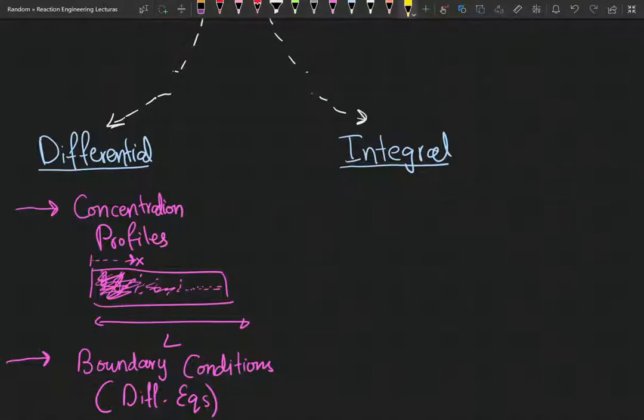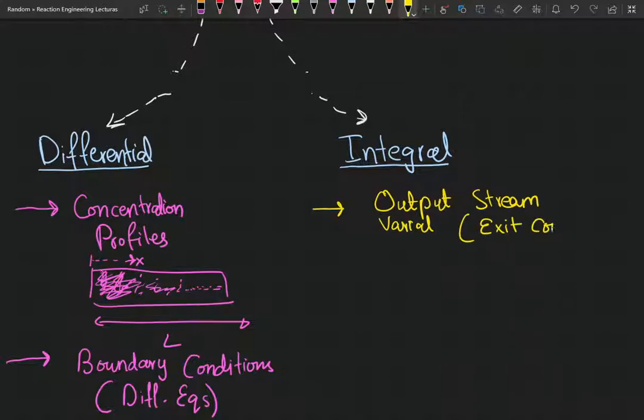Integral approach is not going to give you concentration profiles. It's more concerned with the output variables, the output stream variables, like what temperature is your stream leaving, like what is going to be the exit concentration, etc. Exit concentration, that's what you're concerned with. It's going to tell you what's happening at the surface of your control system, control volume.